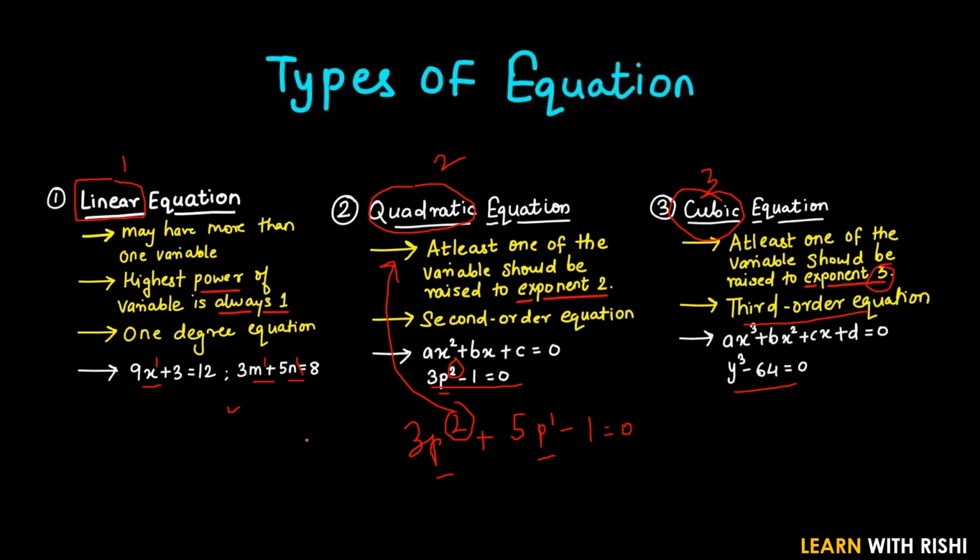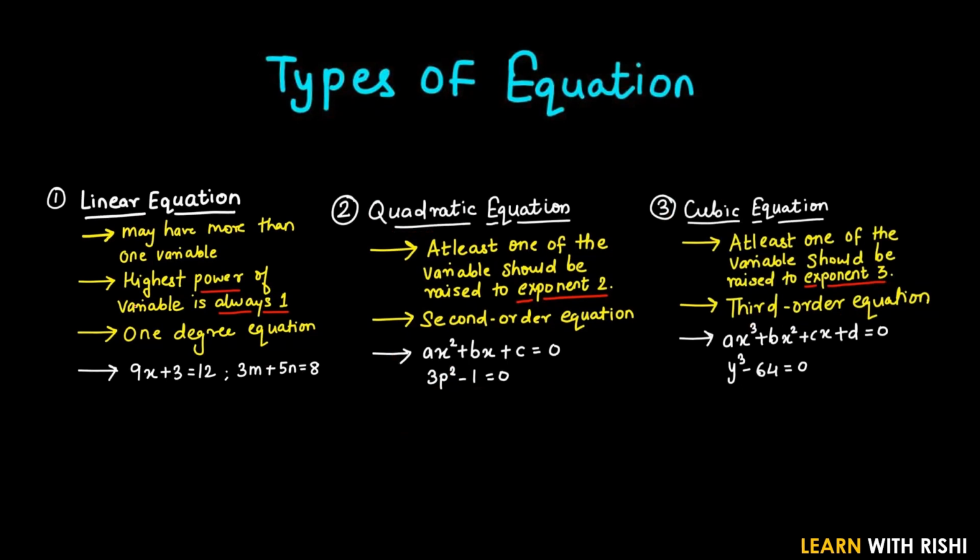In the same example, if I take 4p cube minus 3p square plus 5p minus 1 equal to 0, here we have to see the highest power. The highest power of the variable is 3, so this will come under cubic equation. Now, there are some general formulas of linear equation, quadratic equation, cubic equation. For linear equation, the general formula is ax plus b equal to 0.